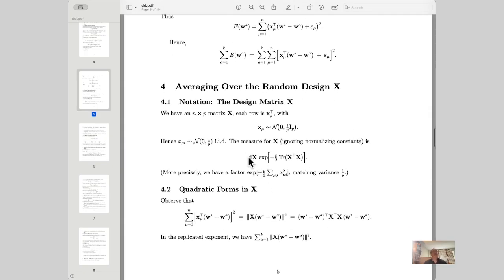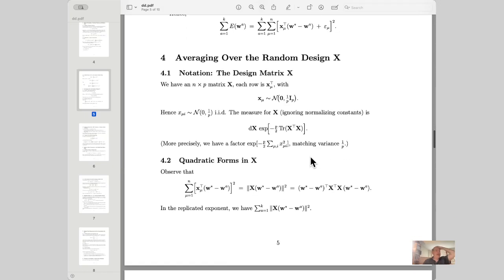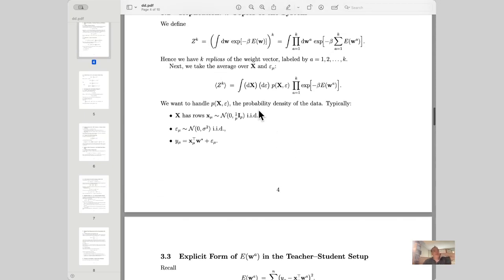So this is your measure. X is a matrix and it's assumed to be Gaussian. So the measure is given by minus P over 2 trace XX transpose. So this is a Gaussian measure over a random matrix. And so this is your measure. This is the object that was here.